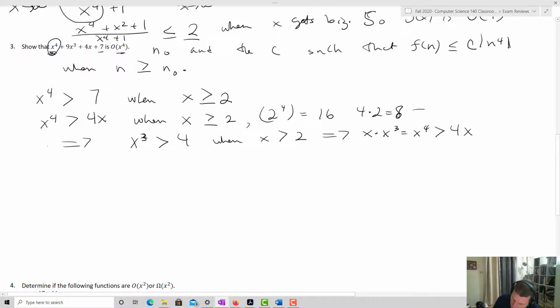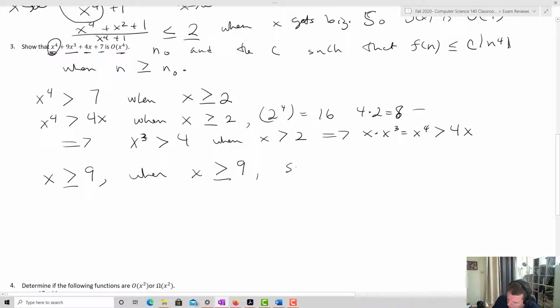Next up, we're going to take a look at our 9x cubed term. So for 9x cubed, let's take a look: x is greater than 9 when x is greater than 9. I mean, that's just how it is. x is greater than 9 when x is greater than or equal to 9.